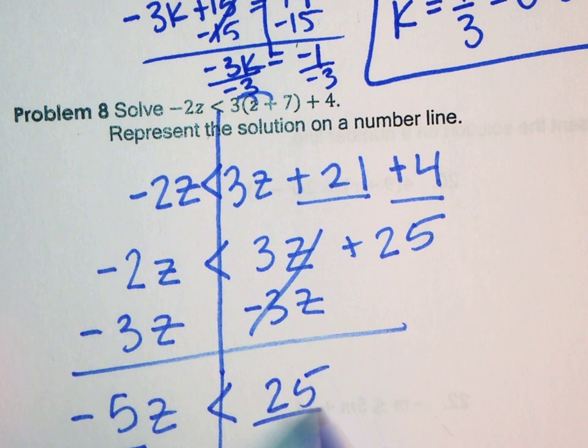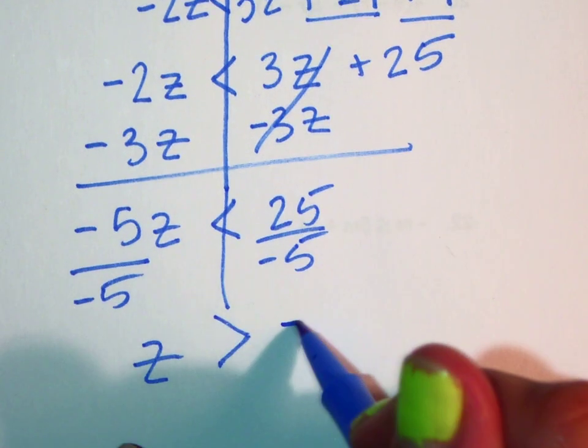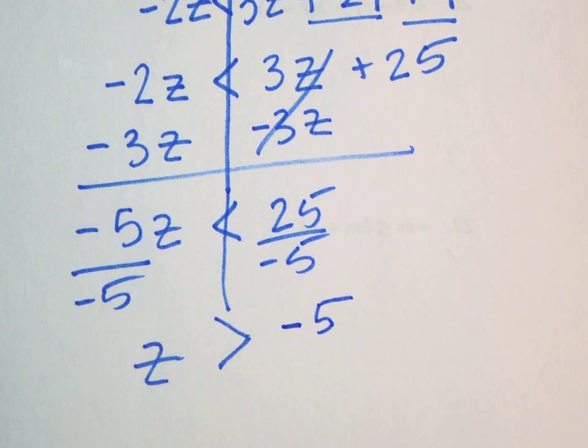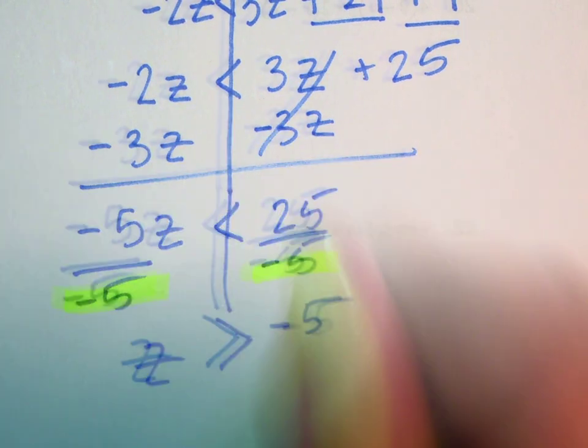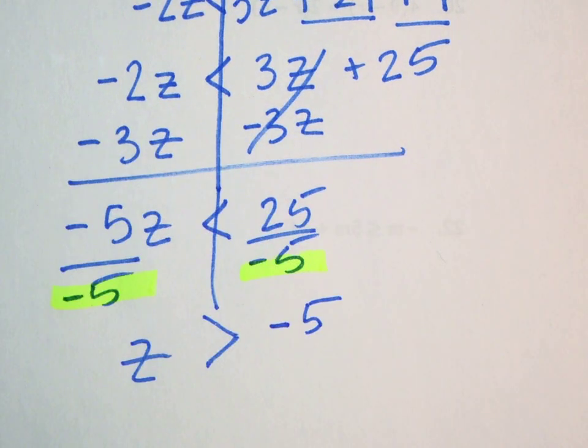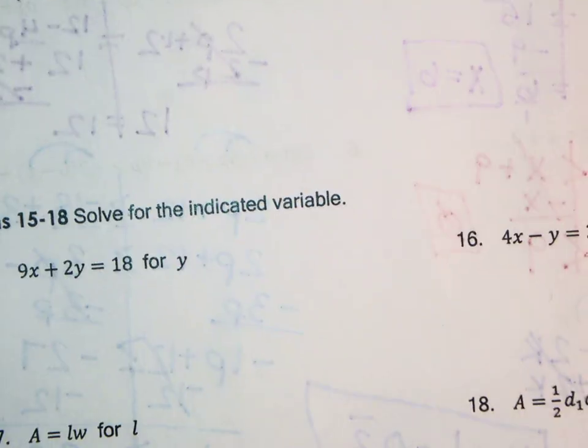Divide by negative 5. Now once again, because you're dividing by a negative, you got to flip around the inequality sign. And so because this guy here is negative, we flip around the inequality sign. All right, flip it over.